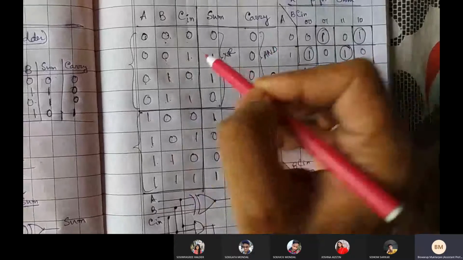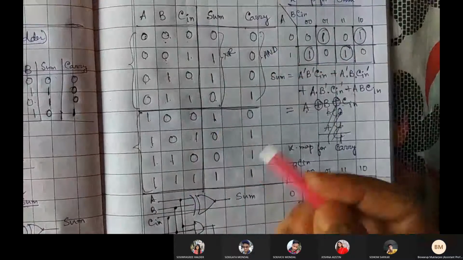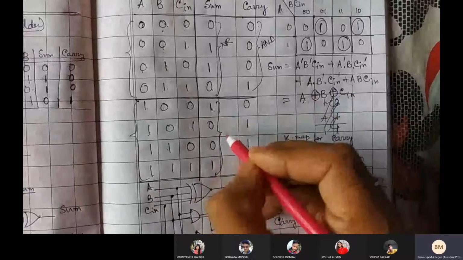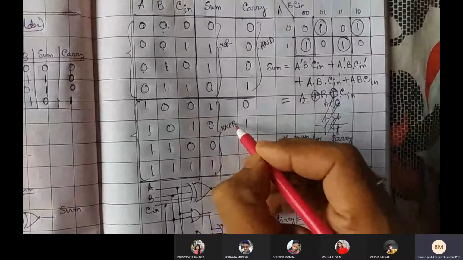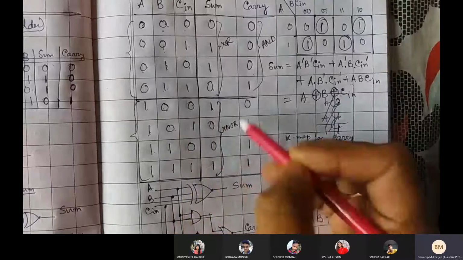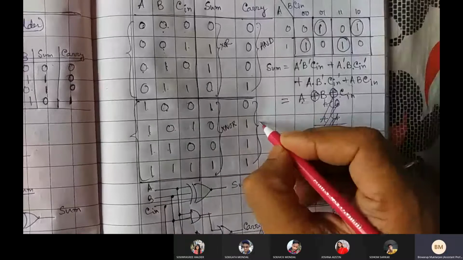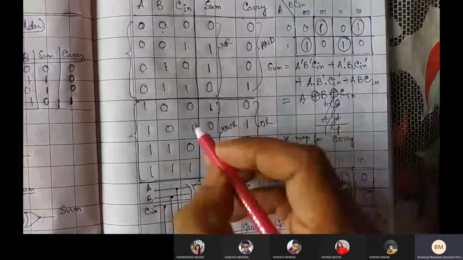0 0 0 1, right? And if you look after this, when A value is equal to 1, the sum is nothing but XNOR operation between B and C. And here you can see this part is nothing but OR operation between B and C. Okay.